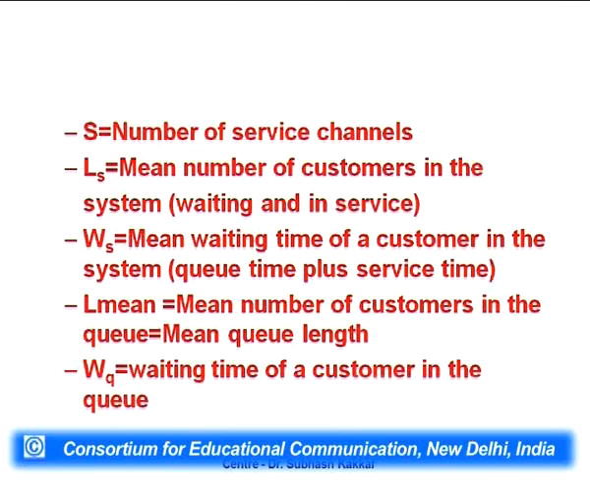And then WS, mean waiting time of a customer in the system, queue time plus service time. People have to stay in the queue and there is time required for getting serviced. The total time is called WS, waiting time in the system. LQ, mean number of customers in the queue, mean queue length. And WQ, waiting time of a customer in the queue.